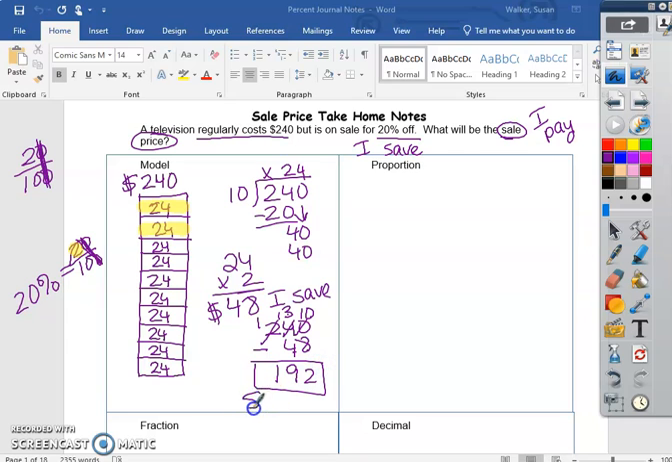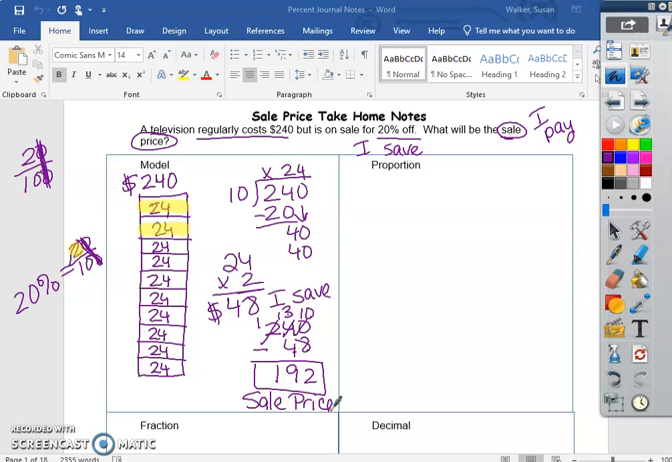So I want you to, underneath that, write sale price, put a box under it, so you know you're answering the right question. Percents, many, many times, you end up answering the wrong question. You know what you're doing, but you're answering the wrong question.